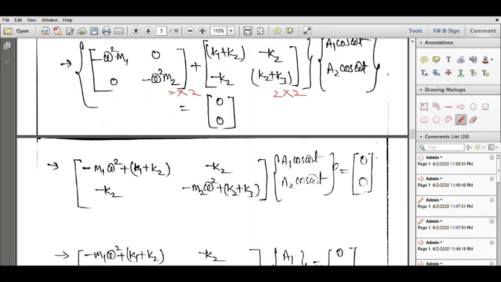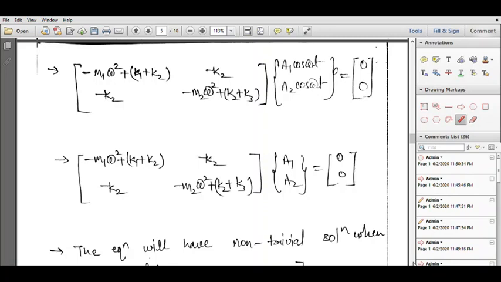So minus omega square m1 will be added to k1 plus k2. 0 will be added to minus k2. Likewise, I need to write. So I have written minus m1 omega square plus k1 plus k2. Here it will be 0 plus of minus k2, so it will be minus k2. Here also it will be 0 plus of minus k2, so here also it will be minus k2. Here it will be minus m2 omega square plus k2 plus k3. Now this entire matrix should be multiplied by the column matrix a1 cos omega t, a2 cos omega t, and that should be equal to 0 column matrix.